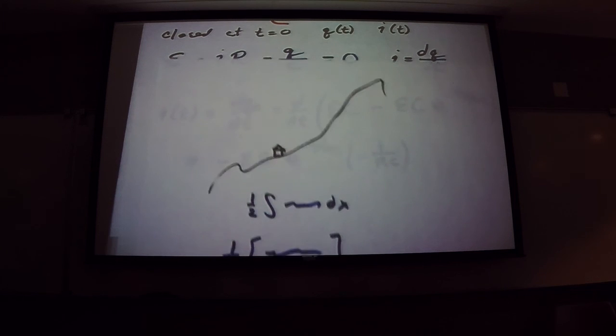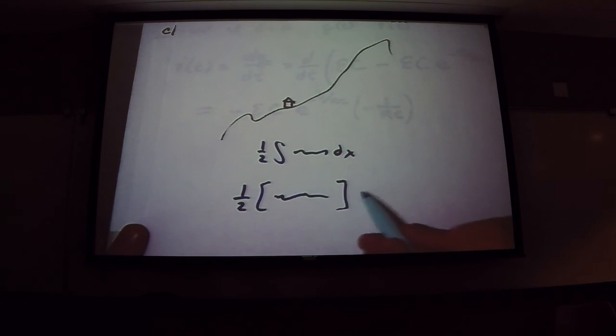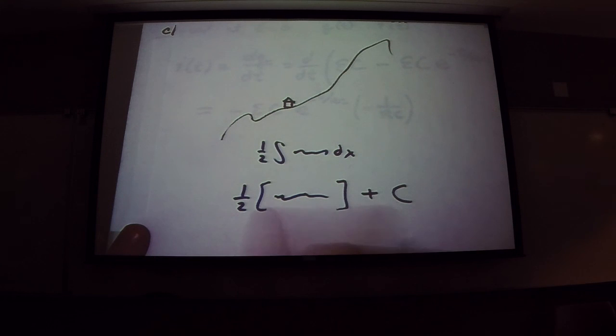The constant of integration. It doesn't matter whether you put it inside the parentheses here or outside the parentheses. You could just write it down, constant of integration.